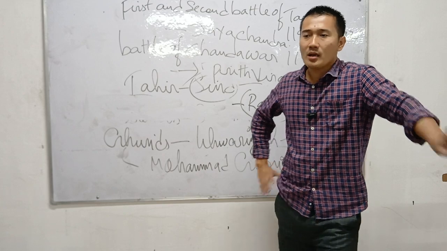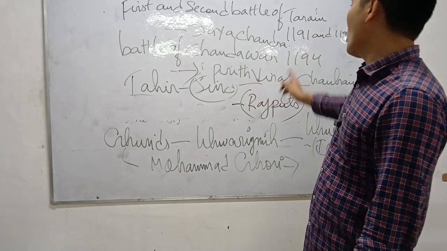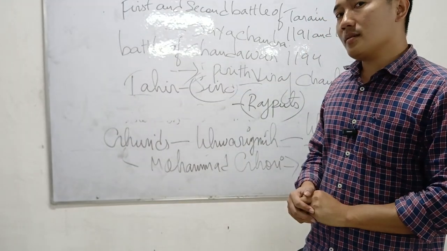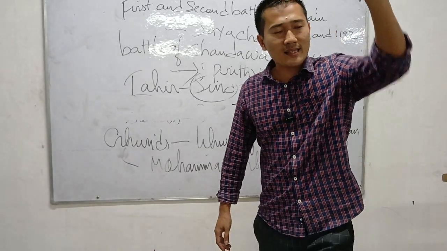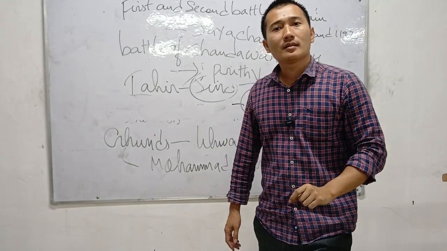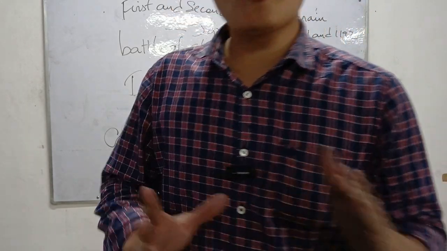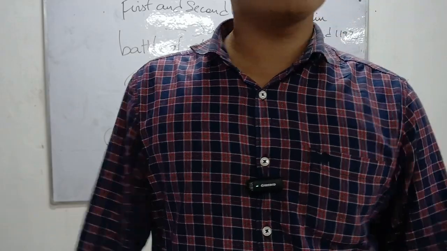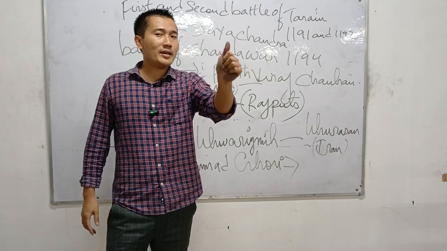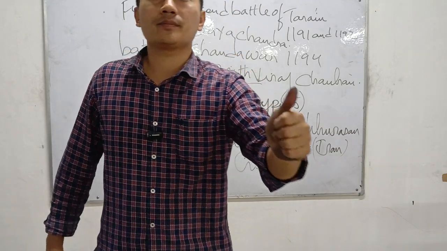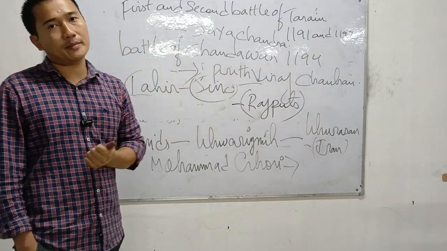So two important battles: the Battle of Tarain and the Battle of Chandawar. Two important battles were fought. Remember, please write it down, class. The second battle of Tarain and the Battle of Chandawar laid the foundations of Muslim rule in India. This is too important, and is often asked: which battle laid the foundation of Muslim rule in India? We have two. One is the second battle of Tarain and the other is the Battle of Chandawar, which I'm going to discuss today.